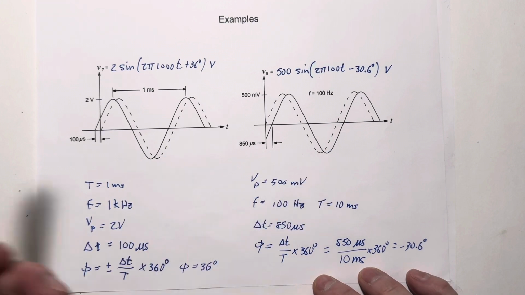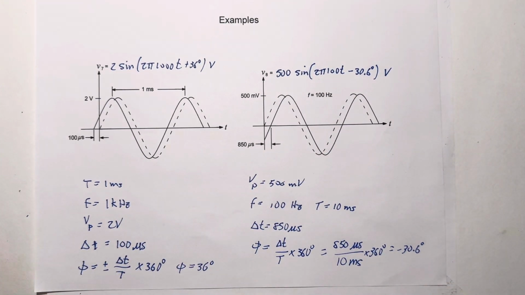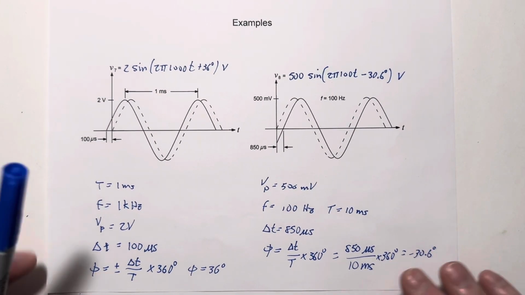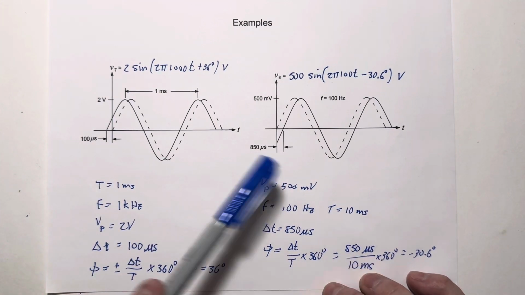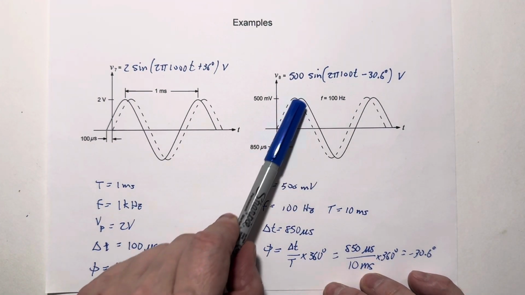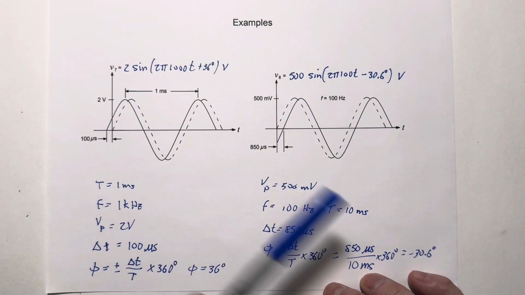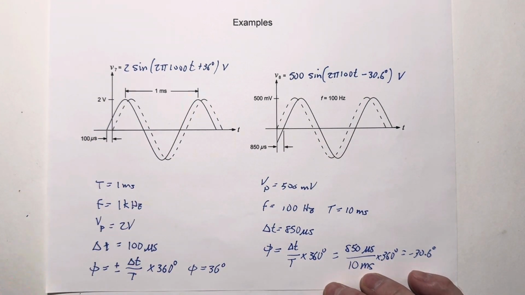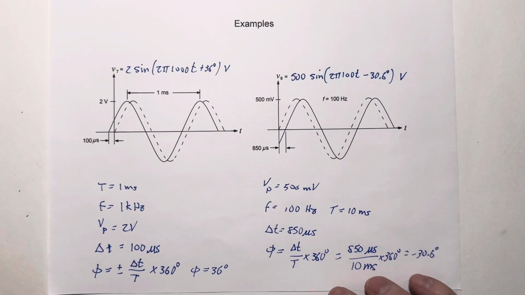A case where you would run into something like this might be the output of a filter circuit, which is phase shifted some amount relative to the input. A low-pass filter would give a lagging phase shift. A high-pass filter would give a leading phase shift. We'll talk about that stuff in a future video.